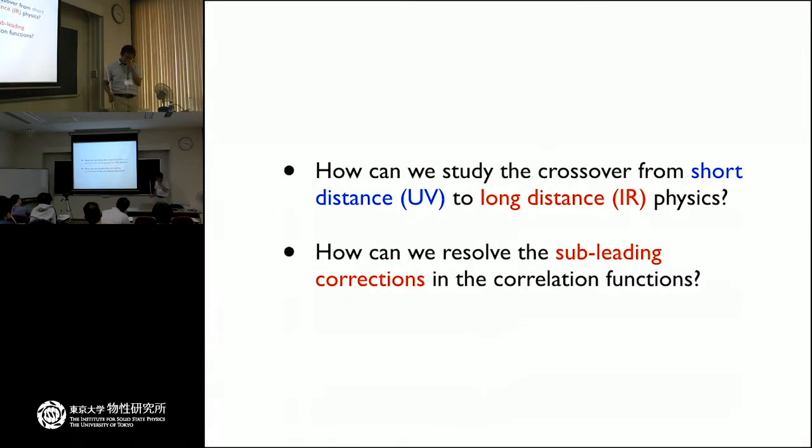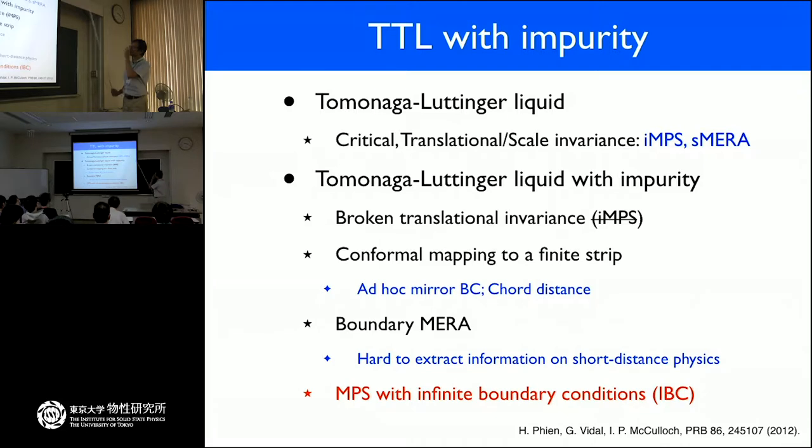So we start to ask ourselves this question: how can we study the crossover from the short distance and the long distance physics? And from our previous attempts, we don't get enough accuracy to resolve any subleading corrections. So back to the drawing board. So this is what we are thinking.